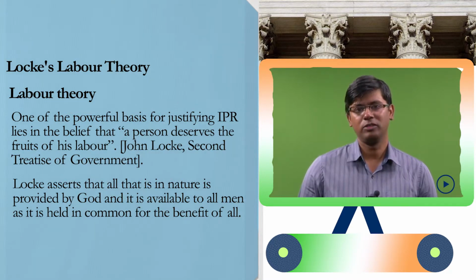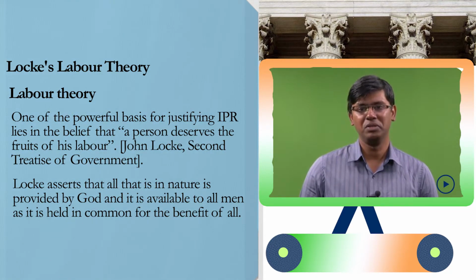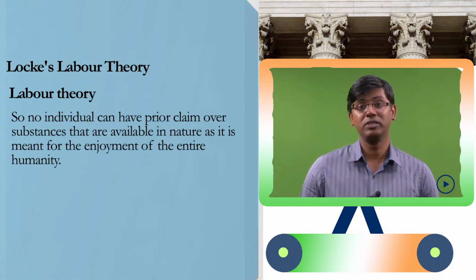Basically, to expand on what Locke believes, all that is available in nature is largely created by God, and this should not be monopolized or held as property by a particular individual. In fact, it should be allowed for everyone to enjoy what is actually given by God. So he says no individual can have prior claim over substances that are available in nature as it is meant for the enjoyment of the entire humanity. Right?